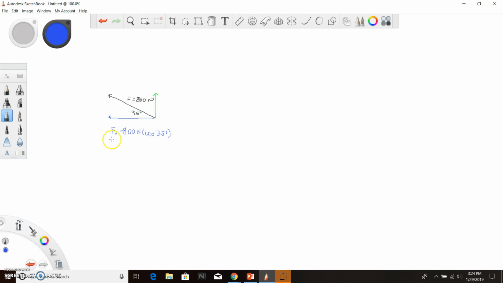When we do that math, our X component, F sub X, is going to be negative 655 newtons. And I'm going to put a little i hat. That means it's going along the X direction. It's a unit vector with 655 units to it. Okay, let's do the Y.